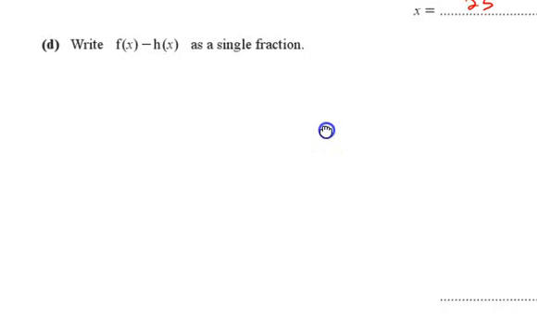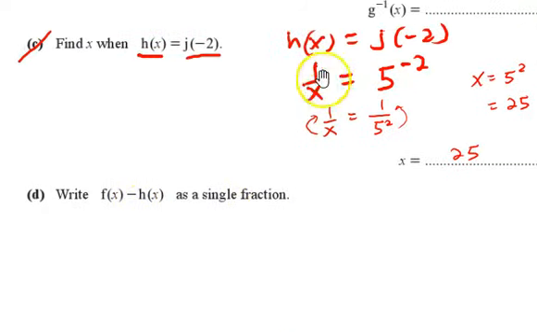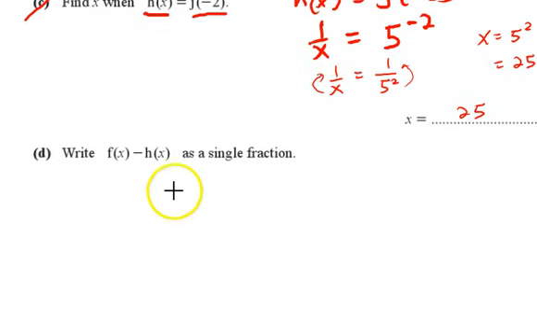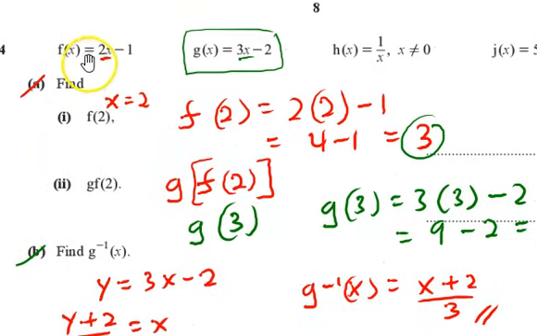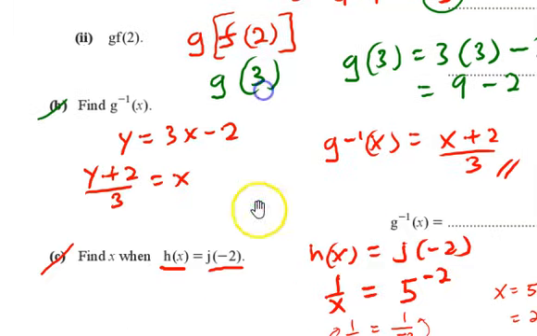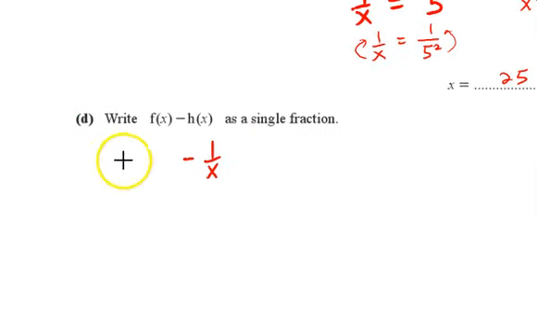Okay, write f(x) minus h(x) as a single fraction. So what is your h(x)? It is 1 over x. And what is your f(x)? Here you have 2x minus 1, so here will be 2x minus 1 over 1.